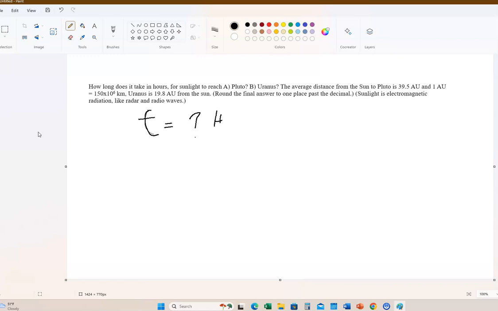So there's basically two questions. How long does it take light, or any form of electromagnetic radiation? All of them travel at the speed of light. So the formula sheet has c, the speed of light, equal to distance divided by time. But you can rearrange that equation and solve for time, which is on the formula sheet as well. Of course, time is equal to distance divided by the speed of light.